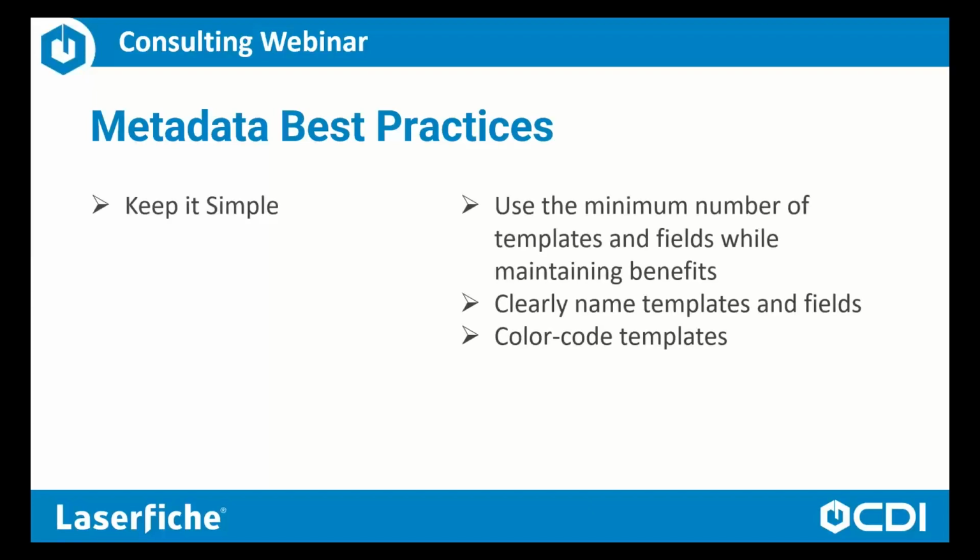Best practices for metadata. Keep it simple. The first best practice is to keep it simple. Use the minimum number of templates and fields while still maintaining the benefits. If you provide too many templates or too many fields, it makes it more difficult to determine which template or fields need to be applied at the time of document import or creation. And it also makes it more difficult to search for documents that you want if there are multiple templates that are used that are similar or duplicated.